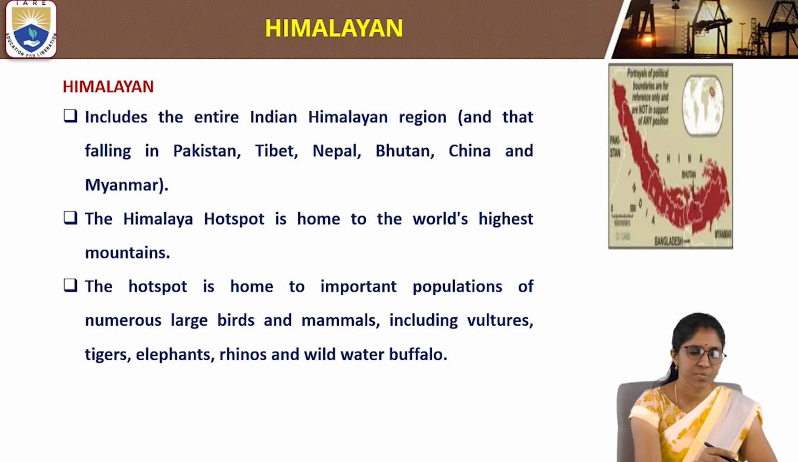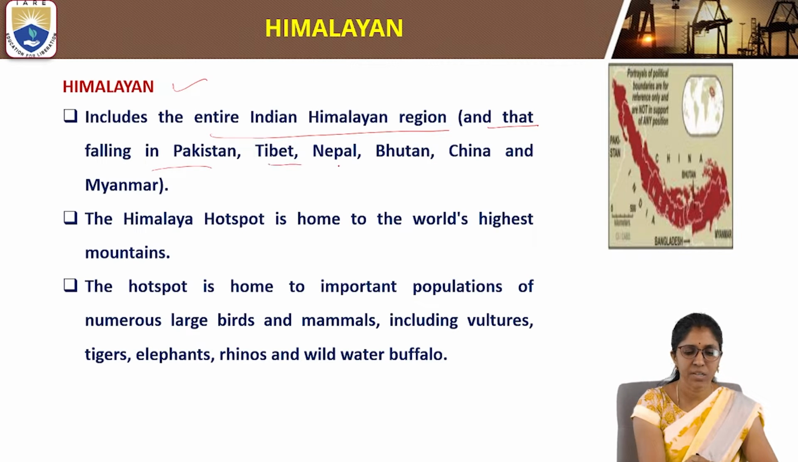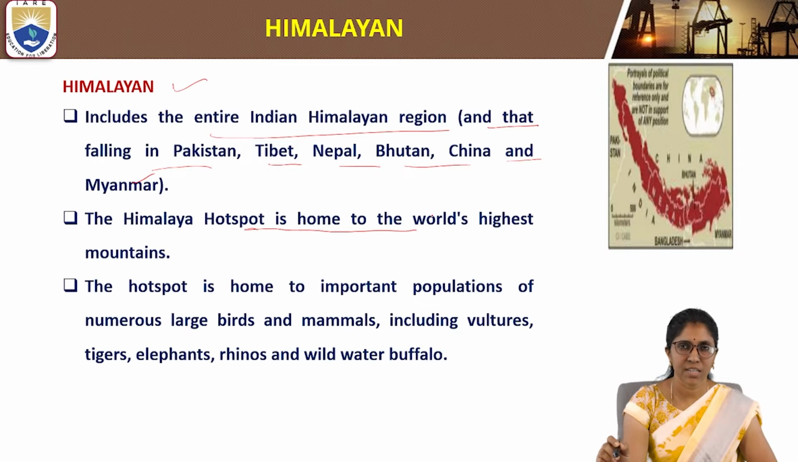So the next hotspot is the Himalaya. It includes the entire Indian Himalayan region, and the parts falling in Pakistan, Tibet, Nepal, Bhutan, China and Myanmar. The Himalaya hotspot is home to the world's highest mountains.